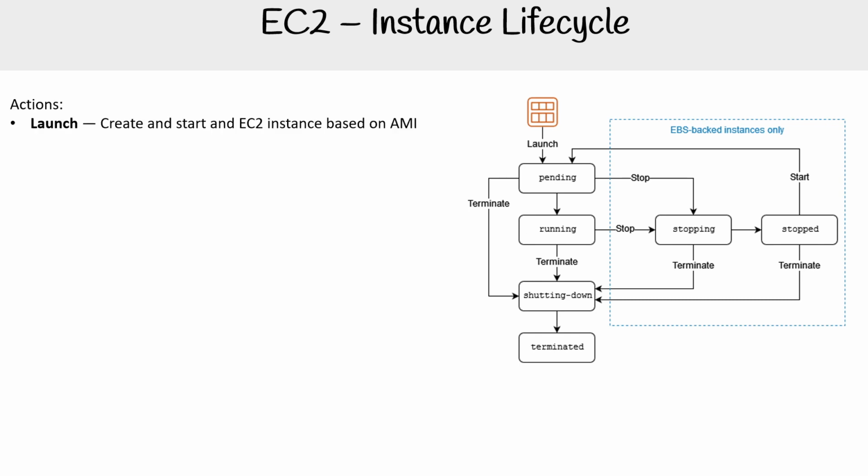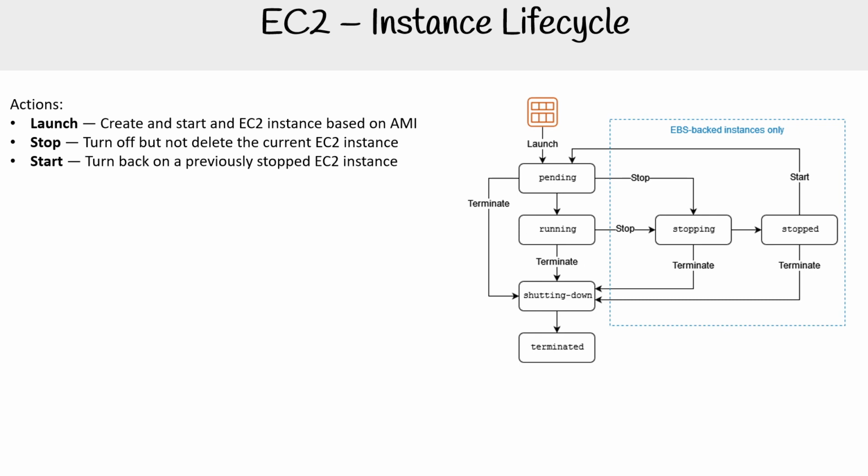So we have launch. So this creates and starts an EC2 instance based on an AMI. We have stop. This will turn off, but not delete the current EC2 instance. We have start, which will turn back on a previously stopped EC2 instance. We have terminate, so delete the EC2 instance. Reboot performs a soft reboot at the OS level.